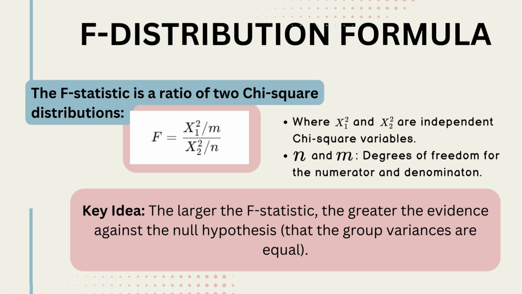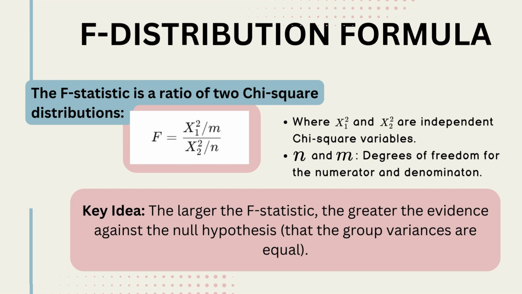F distribution formula. The F statistic is computed as the ratio of two independent chi-square distributions, each divided by their respective degrees of freedom, in the formula, where χ²₁ and χ²₂ are independent chi-square variables. The degrees of freedom in the numerator and denominator are crucial in shaping the distribution.